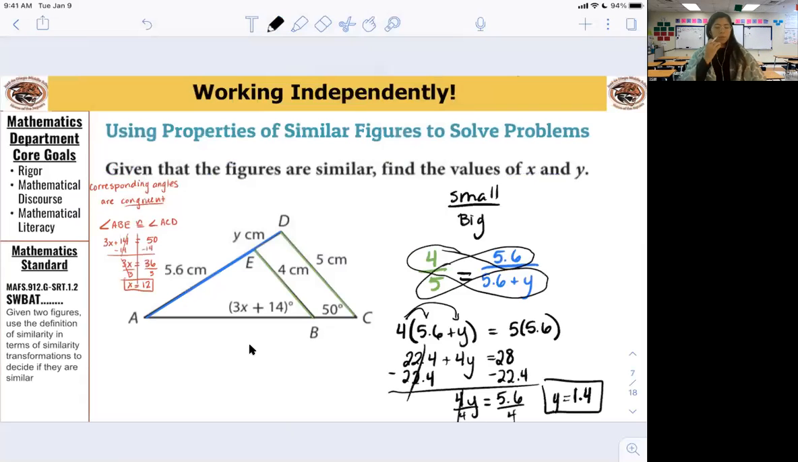All right, so questions again. This is your chance. Is there any part of this that doesn't make sense to you? Is there any part of this where you're not sure how to do it? Ask it now.